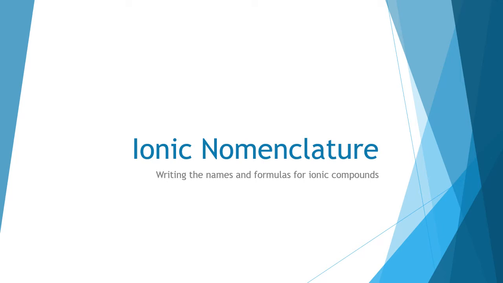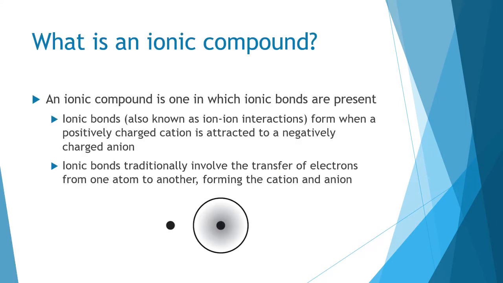Hello everyone. Today we're going to learn about how to write the names and formulas for ionic compounds. A quick review of what an ionic compound is. An ionic compound is one in which ionic bonds are present. Ionic bonds form when a cation is attracted to an anion.